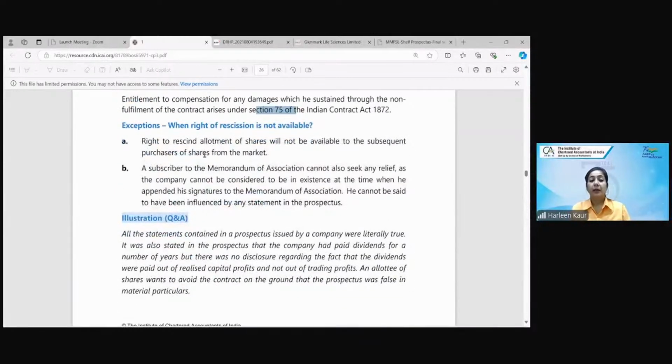But when the right to rescission is not available, then you cannot rescind the contract. Rescind means to end the contract. Children, those who are asking the meaning of rescission, have forgotten the Indian Contract Act. Rescission means to put an end to the contract. Deceit means to cheat, Mr. Nanda. Rescission means to end the contract.